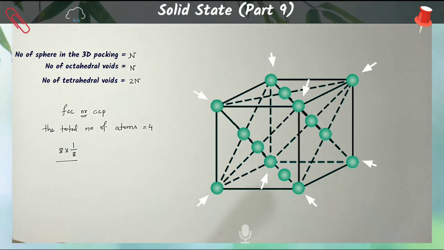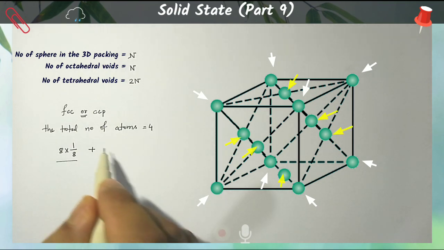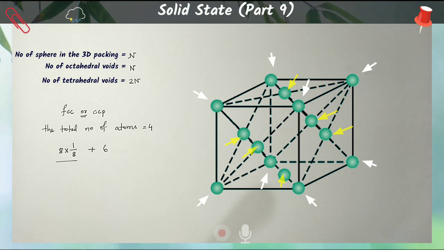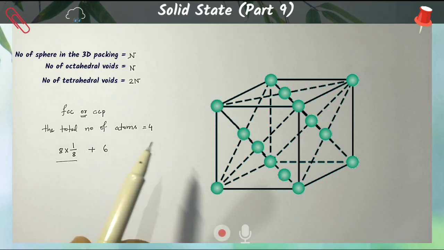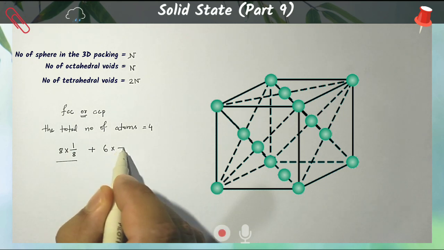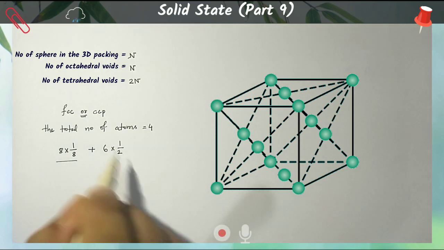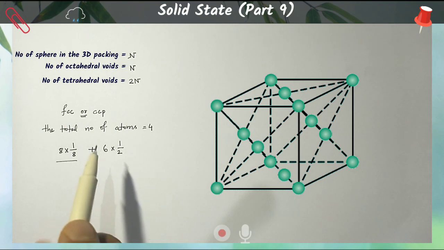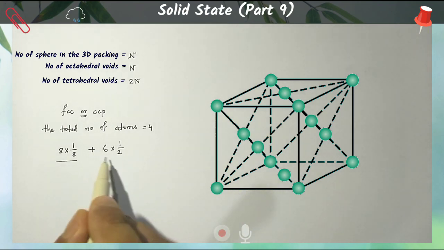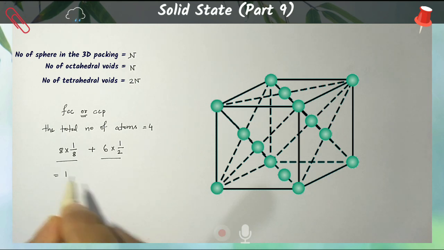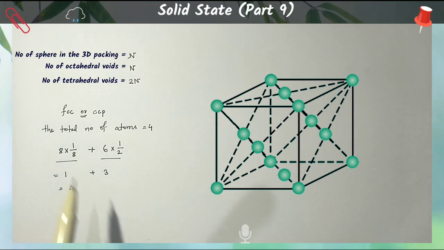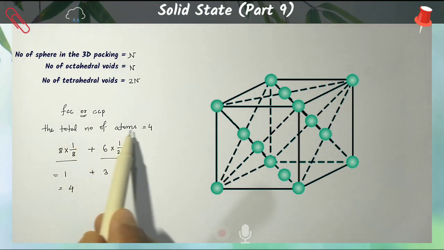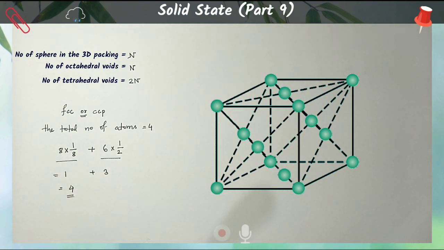This is the contribution from corners. And 6 atoms will be present at the faces. Total 6 faces are there, so 6 atoms will be present at the center of each face, and half contribution will come from one face centered atom. So total it will be 1 plus 3, that means 4. Understand? That's why the total number of atoms present in case of FCC is equal to 4. So we have this information.